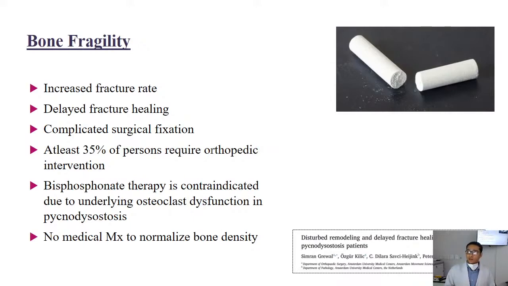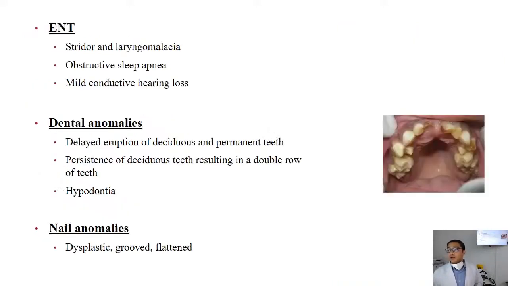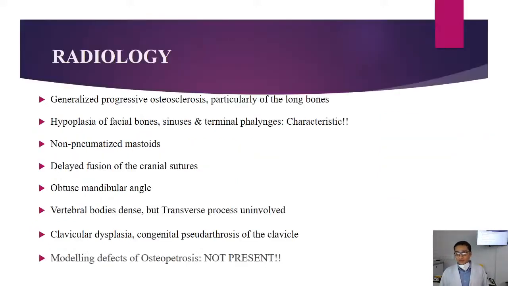Bisphosphonate therapy is contraindicated in these patients, and there is no medical management to normalize the bone density currently. In the ENT related findings, the patients usually have stridor, laryngomalacia, OSA, and mild conductive hearing loss. In dental anomalies, they have delayed eruption of deciduous and permanent teeth and hypodontia. The nails are usually dysplastic, grooved, or flattened.